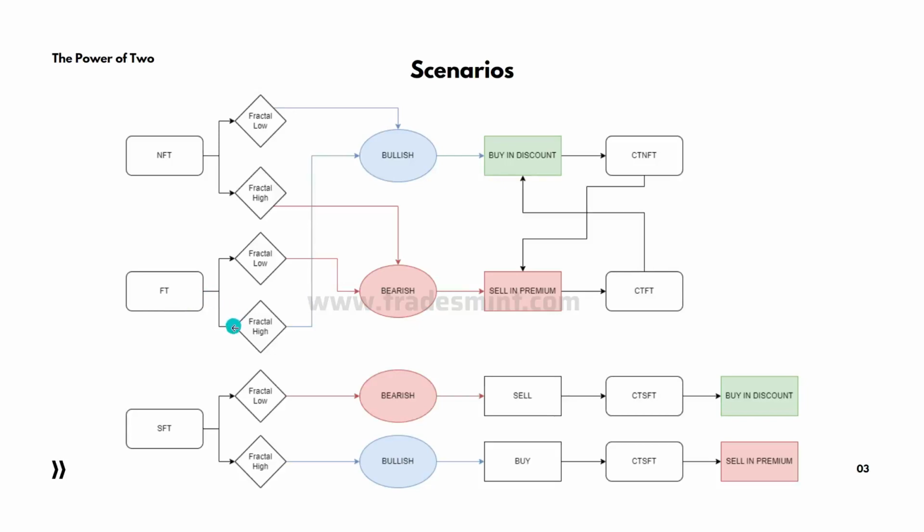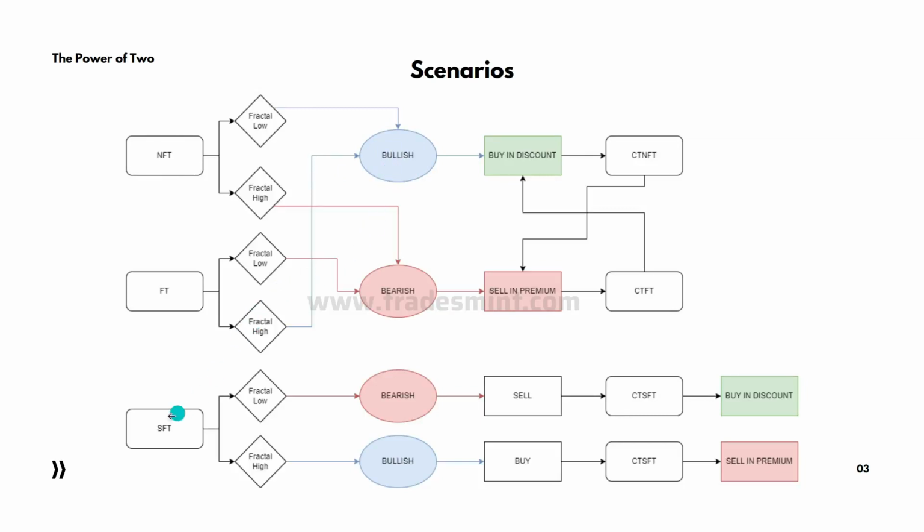If we have an FT on a fractal high, we're in a bullish market, we want to buy in discount, and know that if we get counter trend of those, we can then go ahead and sell in premium, even though we're in a bullish market.